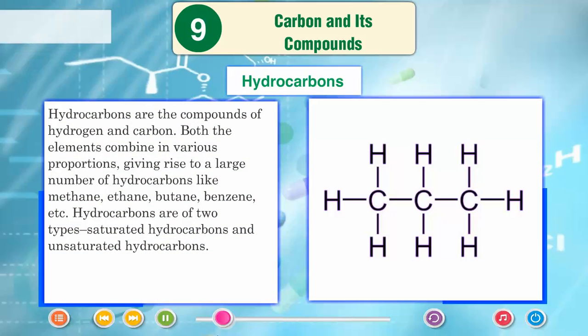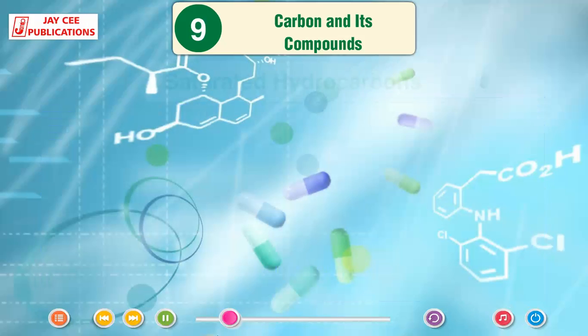Hydrocarbons are the compounds of hydrogen and carbon, both the elements combined in various proportions, giving rise to a large number of hydrocarbons like methane, ethane, butane, benzene, etc. Hydrocarbons are of two types: saturated hydrocarbons and unsaturated hydrocarbons.